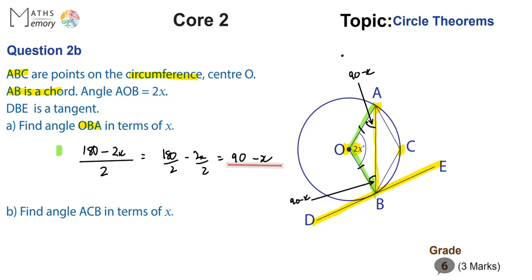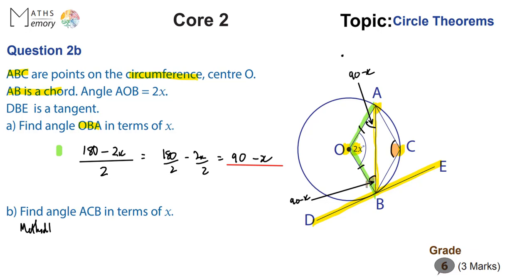Angle ACB. Now ACB, let's color coordinate this again. ACB is this one. We're going to find out this one over here. There are a couple of ways of doing this. Let's look at the first one, method 1. You should look at this triangle ACB, and this is the top right of this, and the bottom left would be this one over here. So this looks like the alternate segment theorem to us.